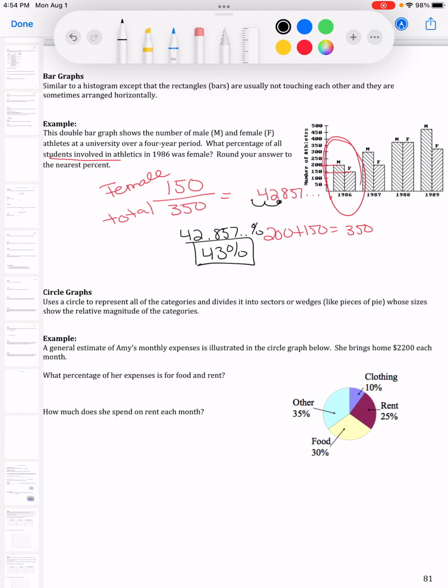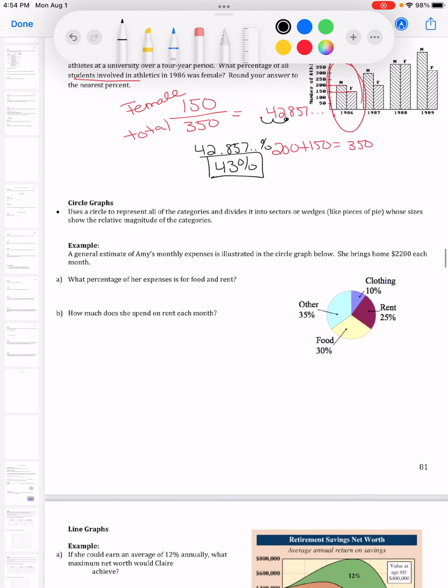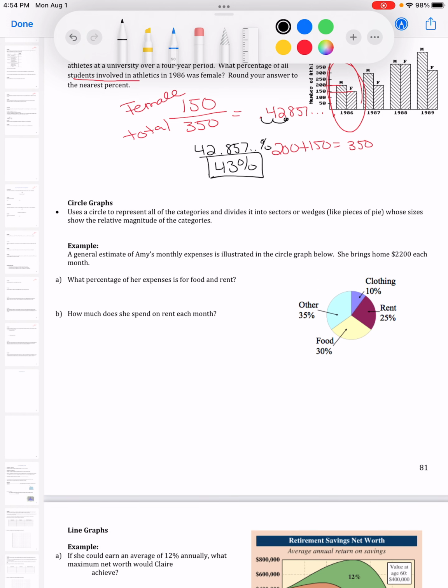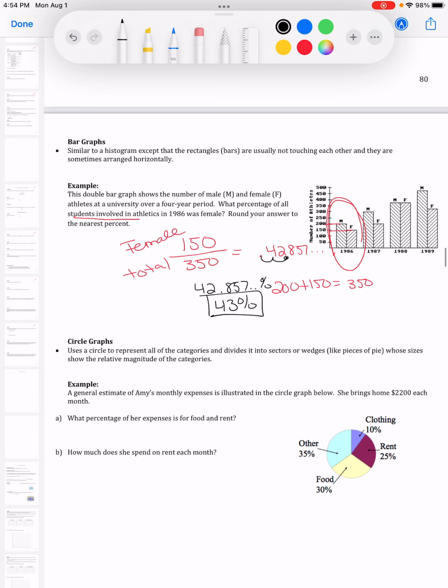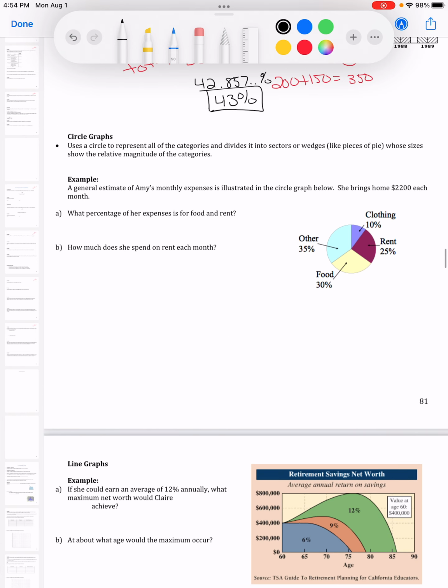We've got a couple other reading graphs here. This one we've got a circle graph. These bar graphs are usually used for categorical data, where we've got male and female, and I'm splitting those up. The circle graphs are going to be comparing parts to wholes. Sometimes they're called pie charts as well.